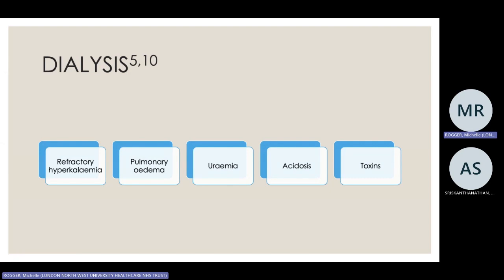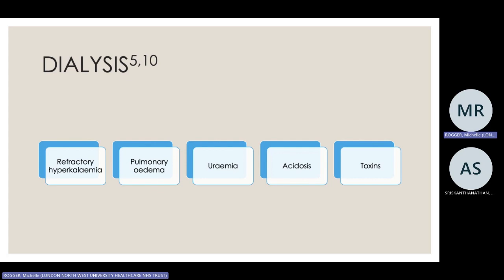Now another thing, dialysis. Renal replacement therapy can be considered in very severe AKIs, and these are the main reasons why you would consider dialysis. So one is refractory hyperkalemia. So refractory after you've tried to bring down potassium using your medical management, if it still remains high, you'd consider dialysis to try to get rid of that excess potassium.